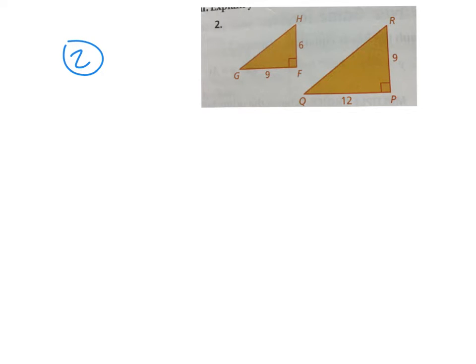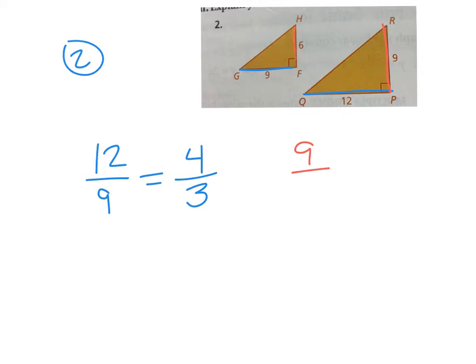So we're going to do 12 over what? 9. Yep, because it's the similar corresponding spot. So reduce that. Divide both by 3. So I get 4 over 3. Okay, so again I have to start with the big triangle. And I get 9 over what? 6. Which divide both by 3. So I'd get 3 over 2.